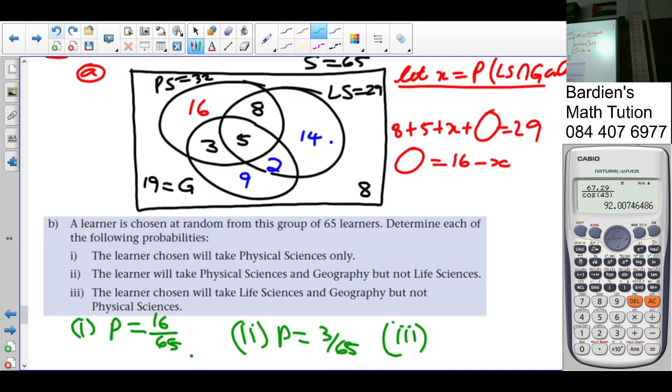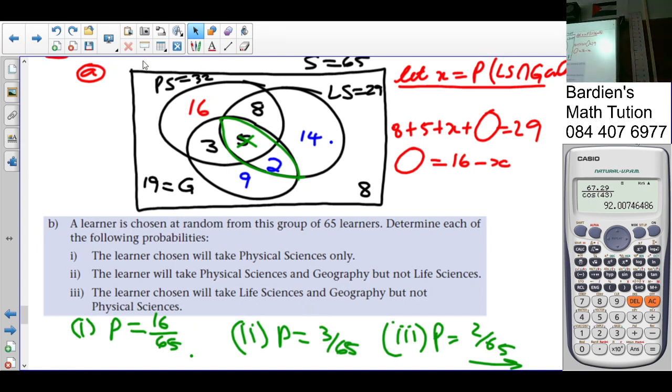Okay, so what do we get? The probability chosen will take life science and geography, but not physical science. So it's going to be 2 out of 65. Okay. Any confusion there?